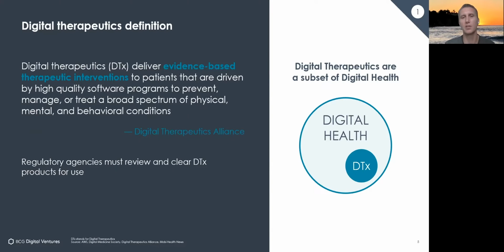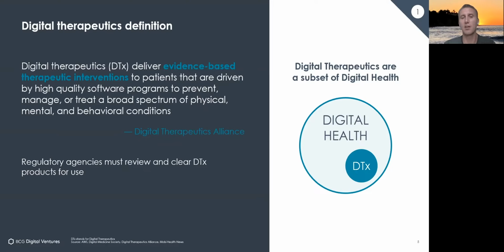And with this broader definition, I think of digital therapeutics as a smaller subset within it, and very much aligned to the definition shared by the Digital Therapeutics Alliance, which is that digital therapeutics deliver evidence-based therapeutic interventions to patients that are driven by high-quality software programs to prevent, manage, or treat a broad spectrum of physical, mental, and behavioral conditions. And I want to point you to evidence-based therapeutic interventions. There has to be some sort of clinical data supporting the value of this product for a patient in regards to their health, disease, or conditions.